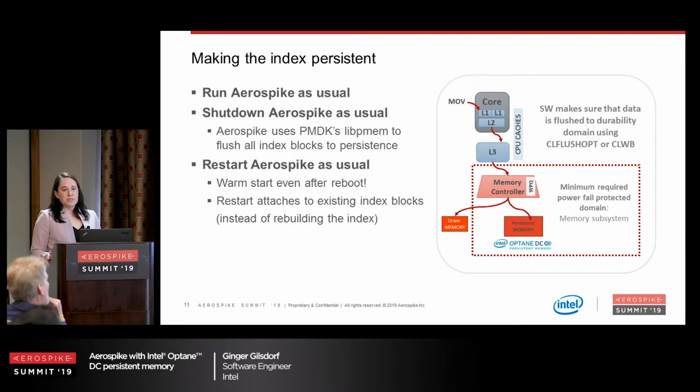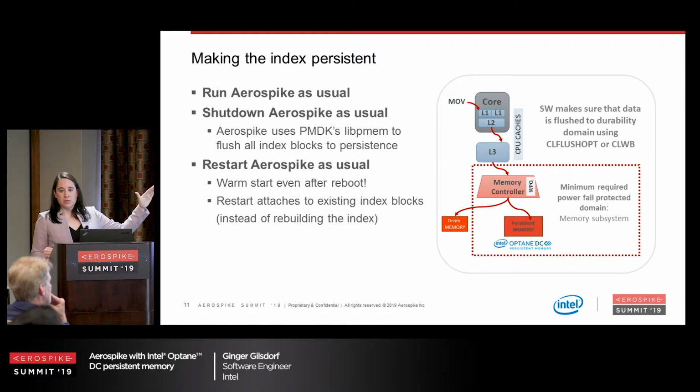Now there's some work being done in the background that you as an end user don't really need to worry about. Aerospike, once you've set it up this way, will just run as usual. When you're ready to shut down, you shut down as usual. Nothing to change there. But what happens when you're shutting down is that Aerospike is ensuring that any data that's been in the caches and has not made it to persistence is flushed.